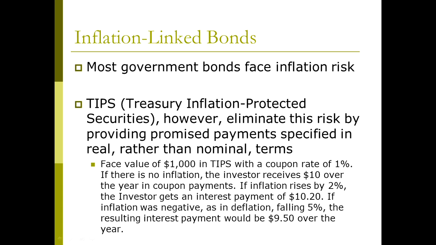For example, you have a face value of $1,000 in TIPS, coupon payment 1%, which means you receive $10 each year. If the inflation goes up by 2%, then the next year, instead of getting $10, you will get 2% more, $10.20. If the expected inflation was negative, falling 5%, for example, instead of getting $10, you will get $9.50 over the year.